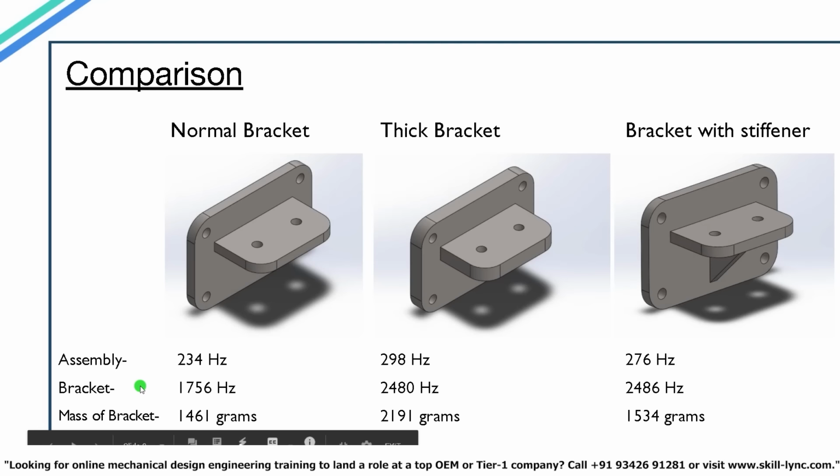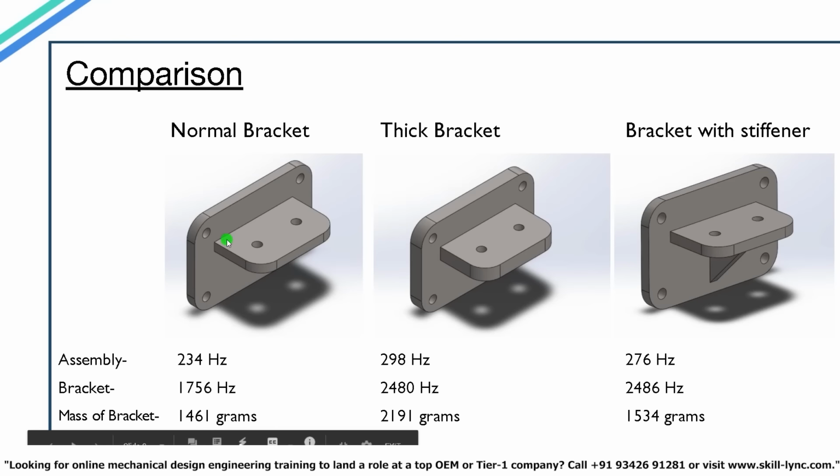The same way, we also performed an individual analysis. So for this one, it is 1756 Hz for the normal bracket. For the thick bracket, the individual resonance frequency was 2480. And for the bracket with the stiffener, it was 2486 Hz. So I also checked the mass of each of these brackets. You can actually do that directly in SolidWorks. Before ending this PPT, I'll just show it to you, don't worry.